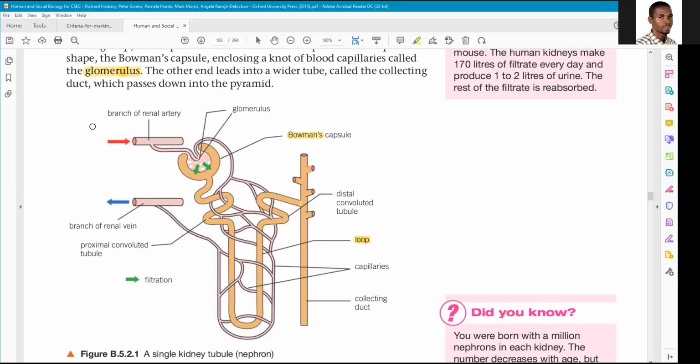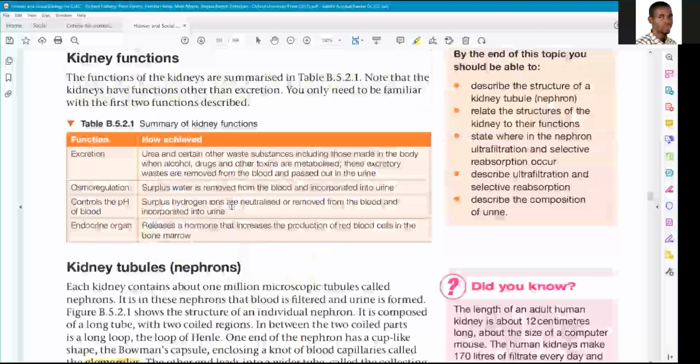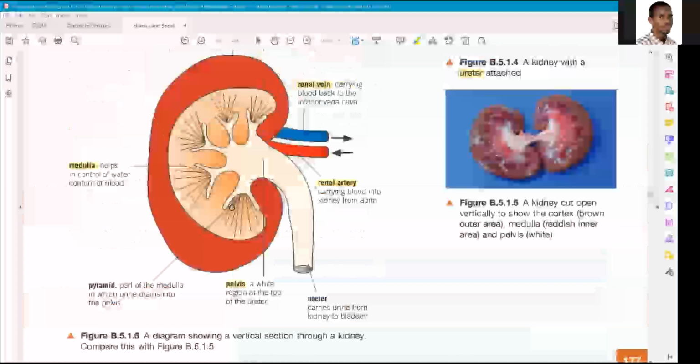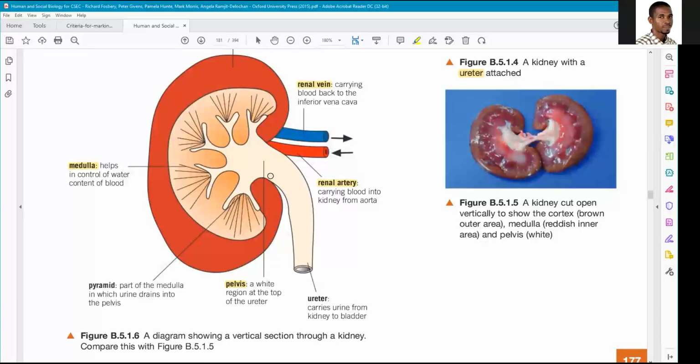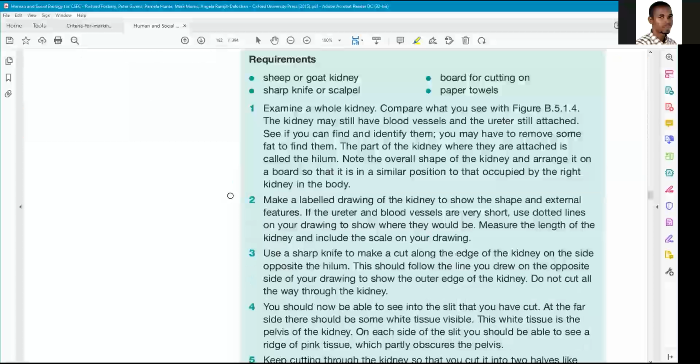The other end leads into a wider tube called the collecting duct, which passes down into the pyramid. Remember the pyramid was these parts, right? So the long end of the tube empties out here, down into the pyramid, where it meets the, what do you call that? The pelvis. Let's go back down.